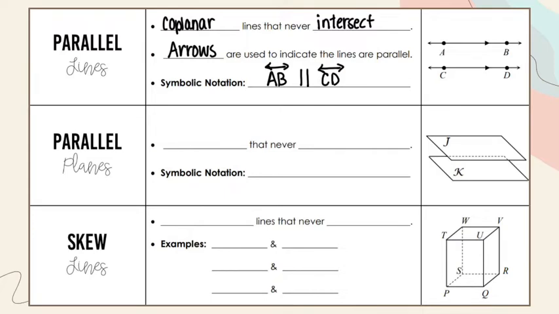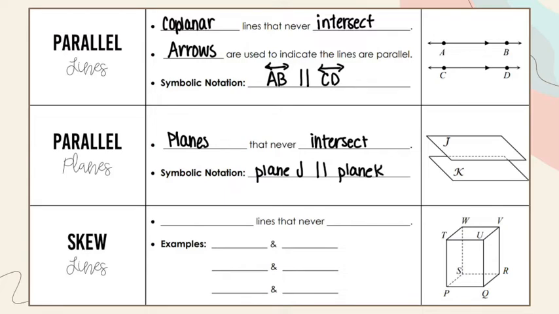Parallel planes are planes that never intersect. Symbolic notation of this would be plane J is parallel to plane K.